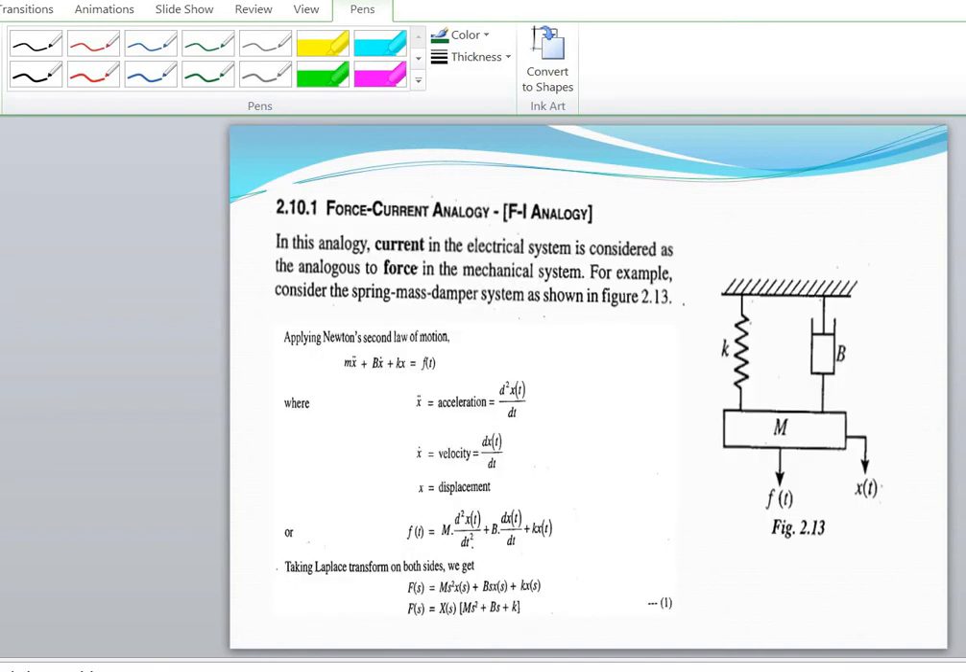So consider another mechanical system. This mechanical system has one external force F of t causing displacement x of t in the mass m, and mass m is connected to a fixed support, and a damper and spring are acting between them. I am going into this only briefly. This mechanical system can be represented with the help of an equivalent mechanical system also.